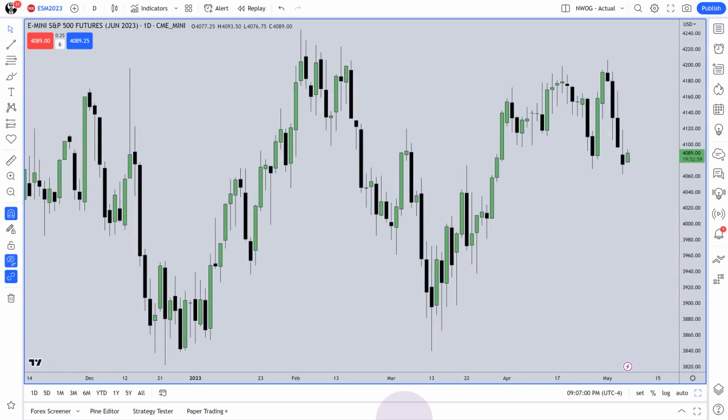Good evening, folks. All right, so we're looking at a daily chart of the E-mini S&P June delivery contract month for 2023. And I'm going to cover the market that we saw delivered today on ES.